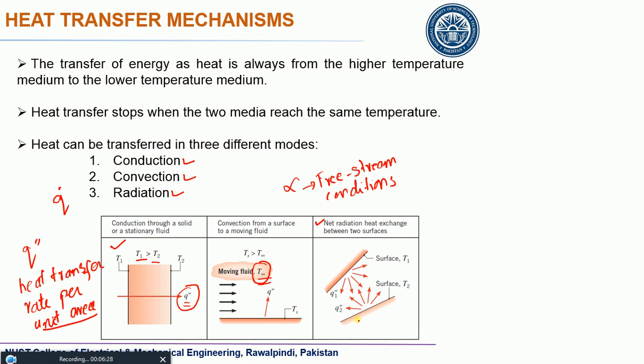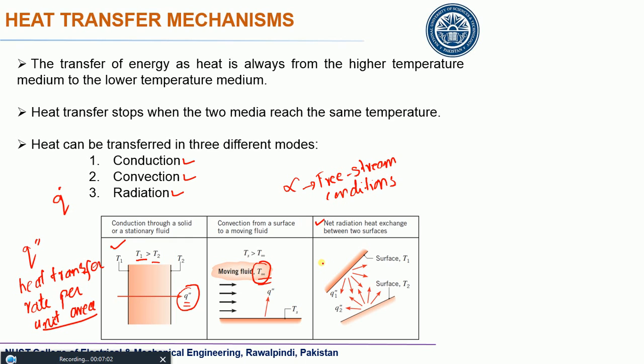If you have this kind of surface, obviously all bodies emit certain radiations, certain waves. Just like it does not require any kind of medium to pass on heat. You can see that sunlight is a very good example of radiation. Similarly, if there is a heater installed in this room, still at a distance you can feel the heat coming in, even if there is no air around you.